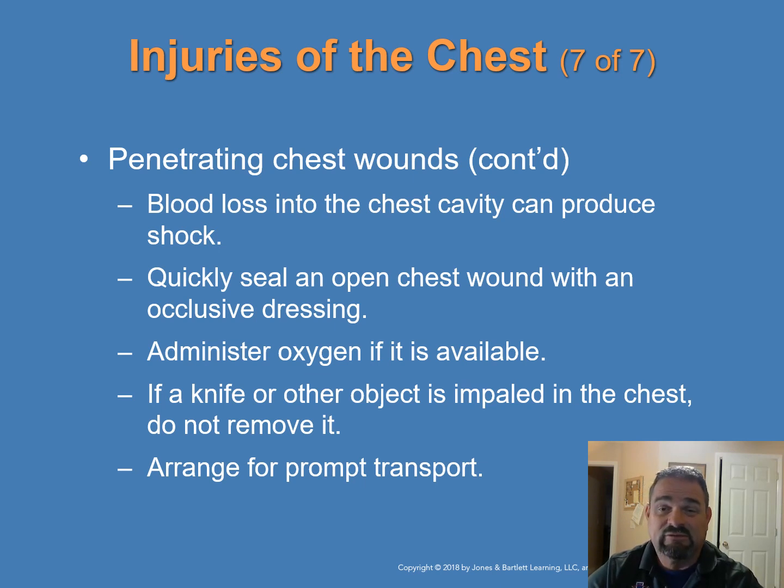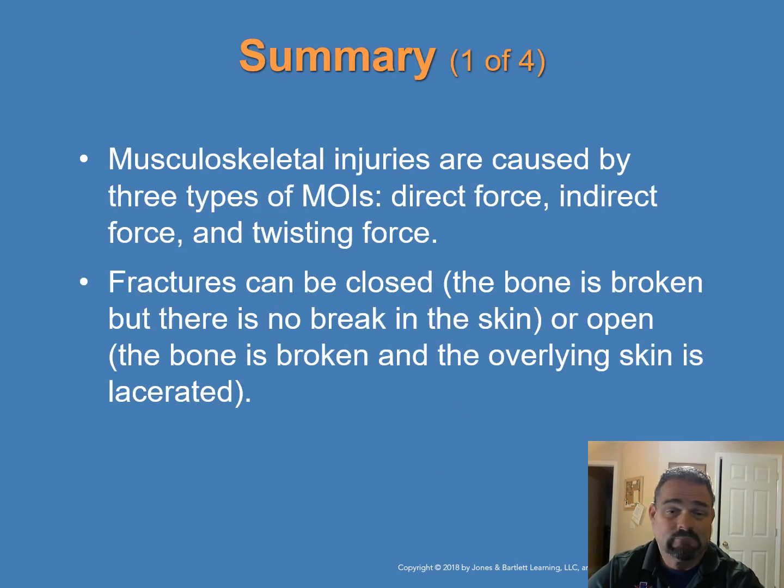A conscious patient with chest trauma should be placed in a sitting position to ease their breathing. Unless you must immobilize the spine or treat the patient for shock, help the patient assume whatever position makes it easier for them to breathe. If the patient's heart stops, begin chest compressions regardless of whether chest injuries are present or not.